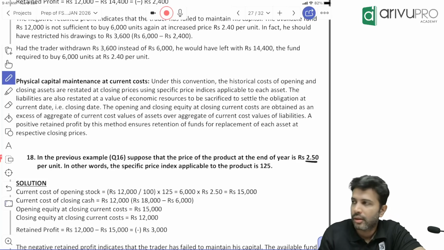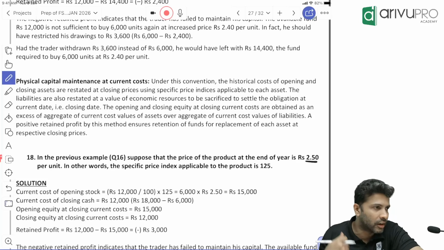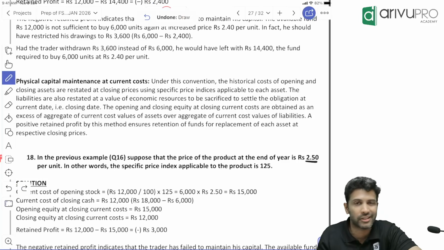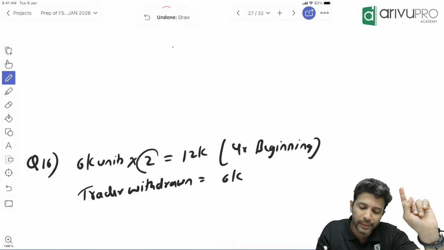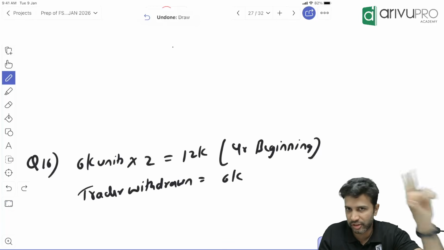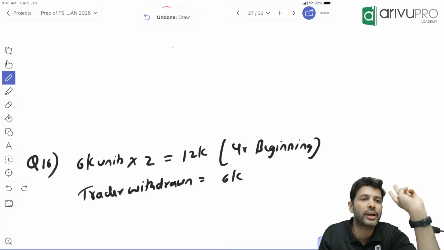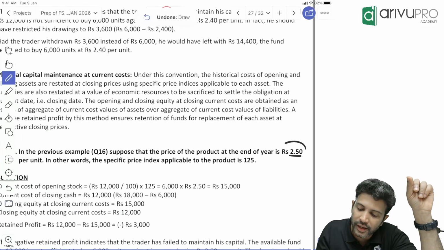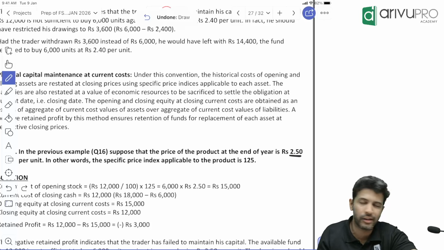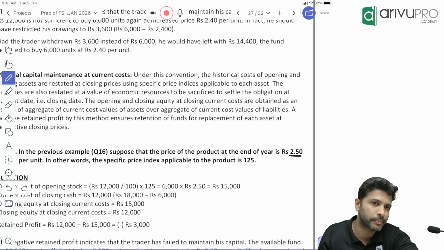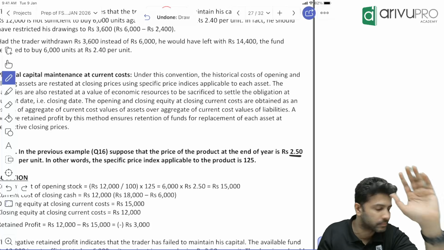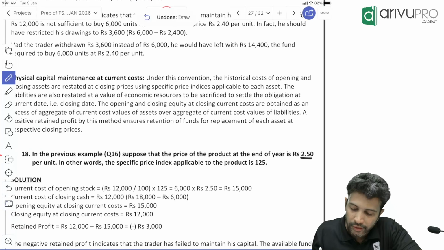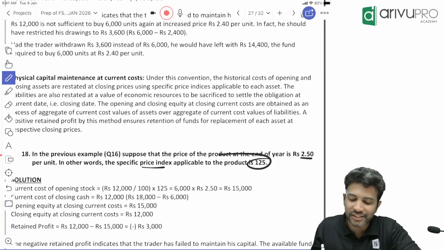Previously we used the index and worked it out. Here they've directly given the price. You bought at the year beginning at what price? 2 rupees. We were able to buy each unit at 2 rupees. But at the end of the year, it has become 2.5. I mean, the increase is 25%. If you do 2 plus 25%, you will get 2.5. Or in other words, they're saying the index has become 125.